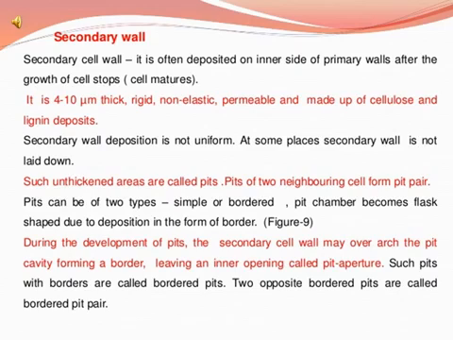The pit chamber becomes flask shaped due to deposition in the form of a border. During the development of pits, the secondary cell wall may overarch the pit cavity, forming a border, leaving an inner opening called the pit aperture. Such pits with a border are called bordered pits. Two opposite bordered pits are called a bordered pit pair.